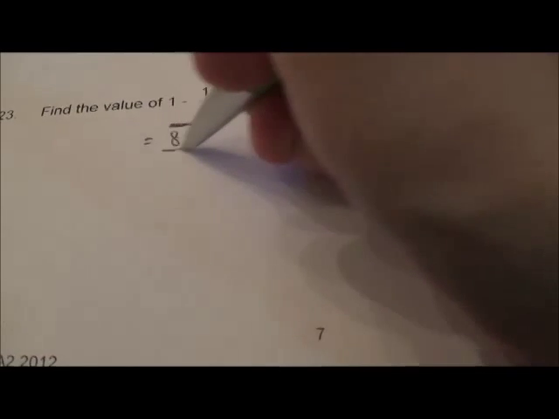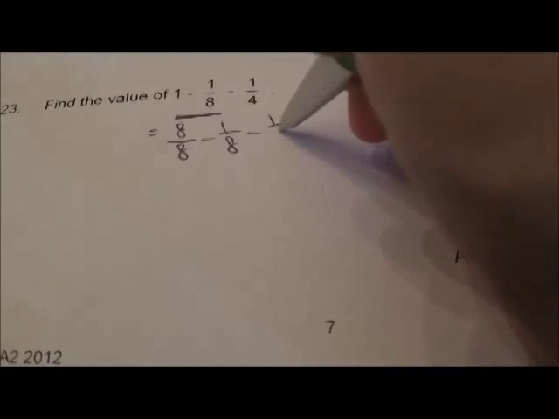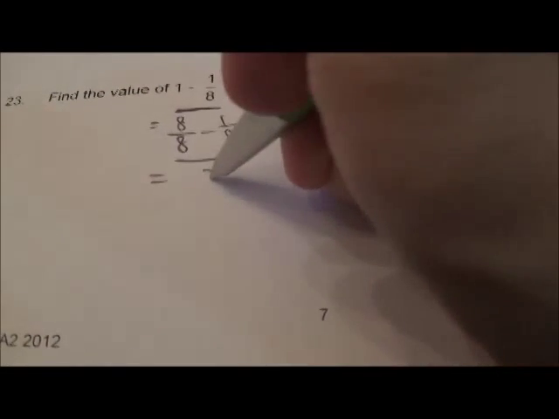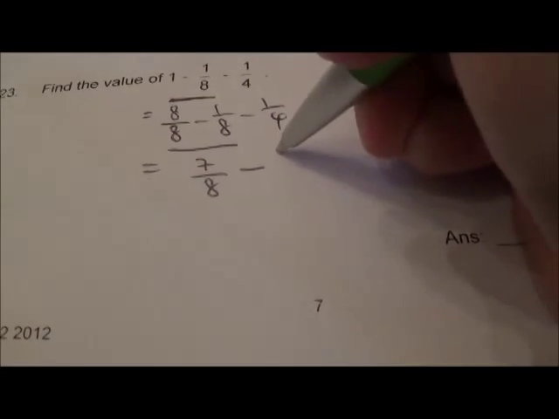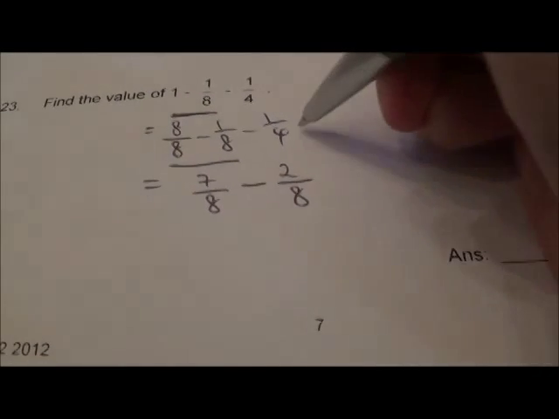It's in the box. Okay, now you have to find the value of this. Alright, we always do one side first. So 1 whole is 8 over 8 minus 1 over 8 minus 1 over 4. Okay, so we get 7 over 8 minus 2 over 8, because we times 2 times 2. Alright, we get 5 over 8. So the final answer here would be 5 over 8.